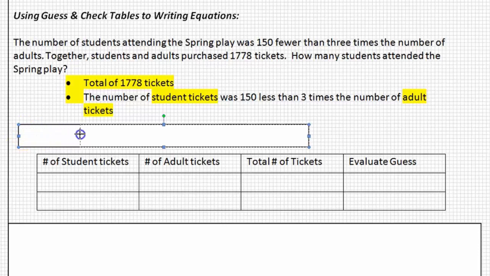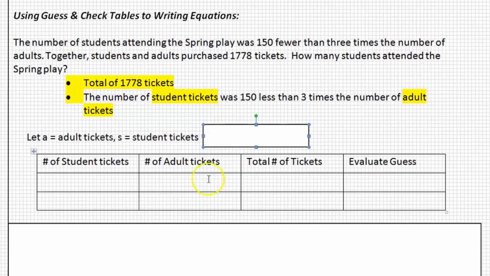So of course, as we learned in the last video, we need to start by having a let statement. So here I have my let statement. I'm going to let A equal the number of adult tickets and S equal the number of student tickets. And so the most simple equation would be to take my total, 1,778, and to put it in this box here. And this is the number of student tickets, so I'm just going to go ahead and use my variable S. And here my variable A for adult tickets.